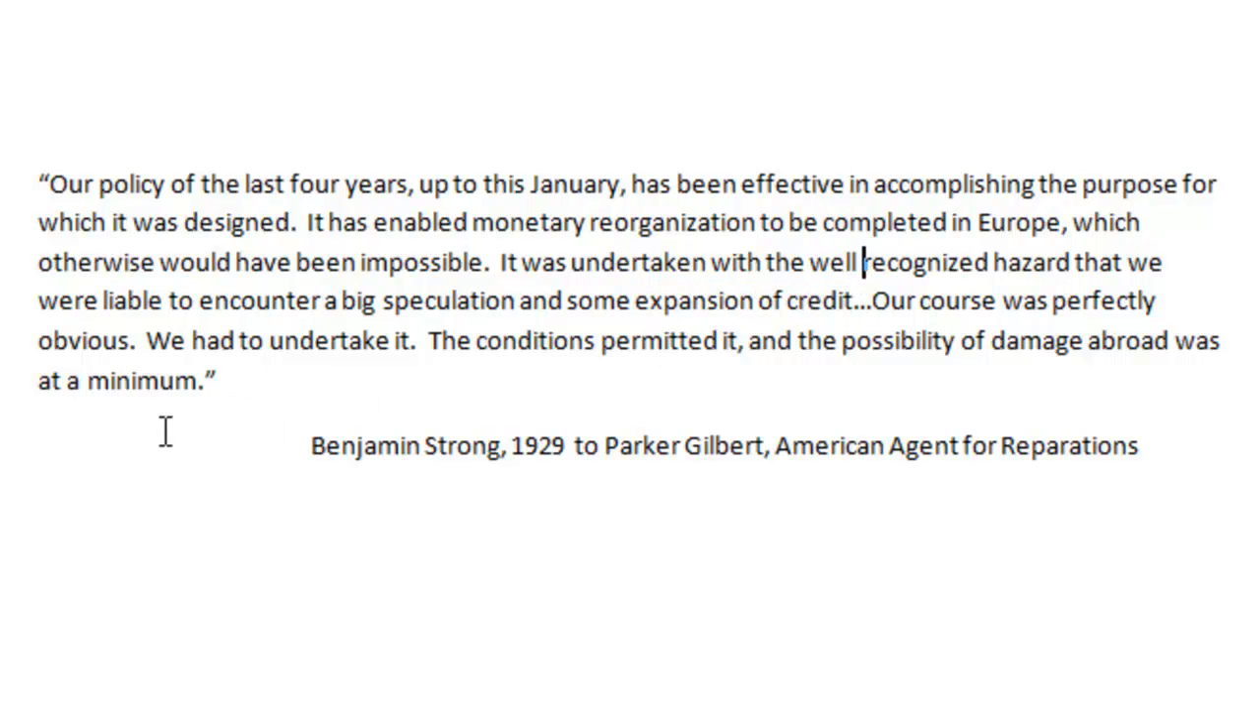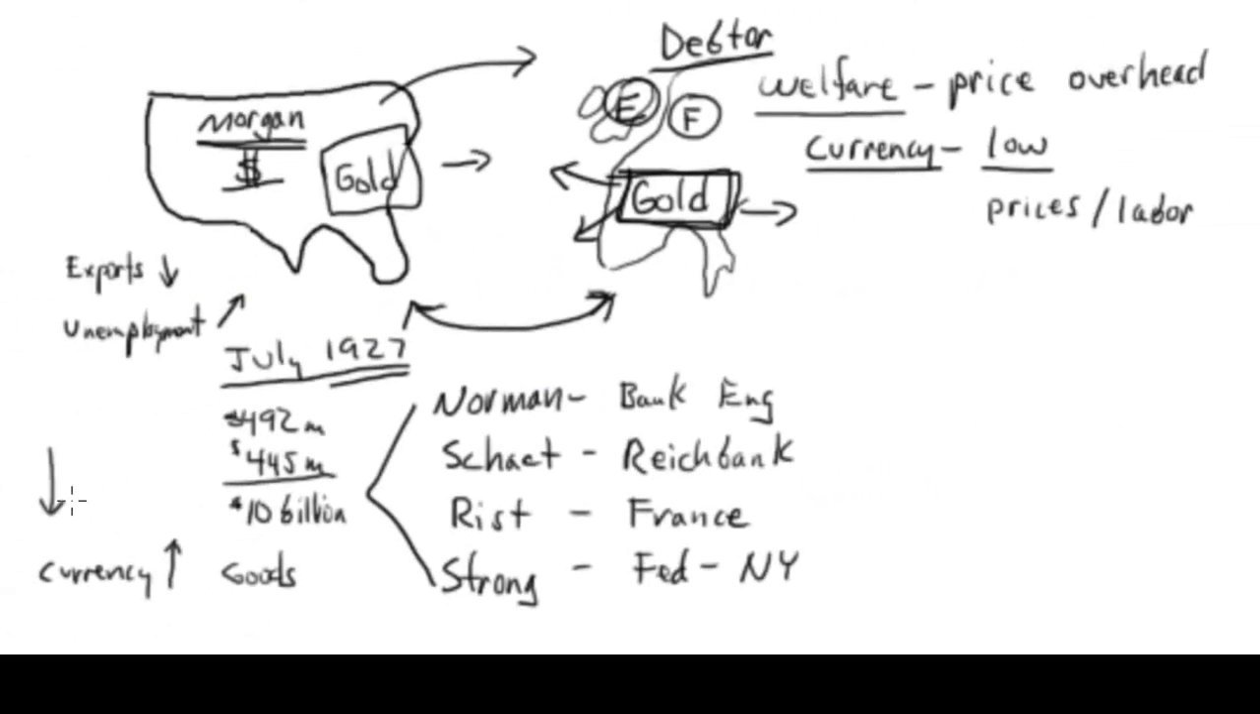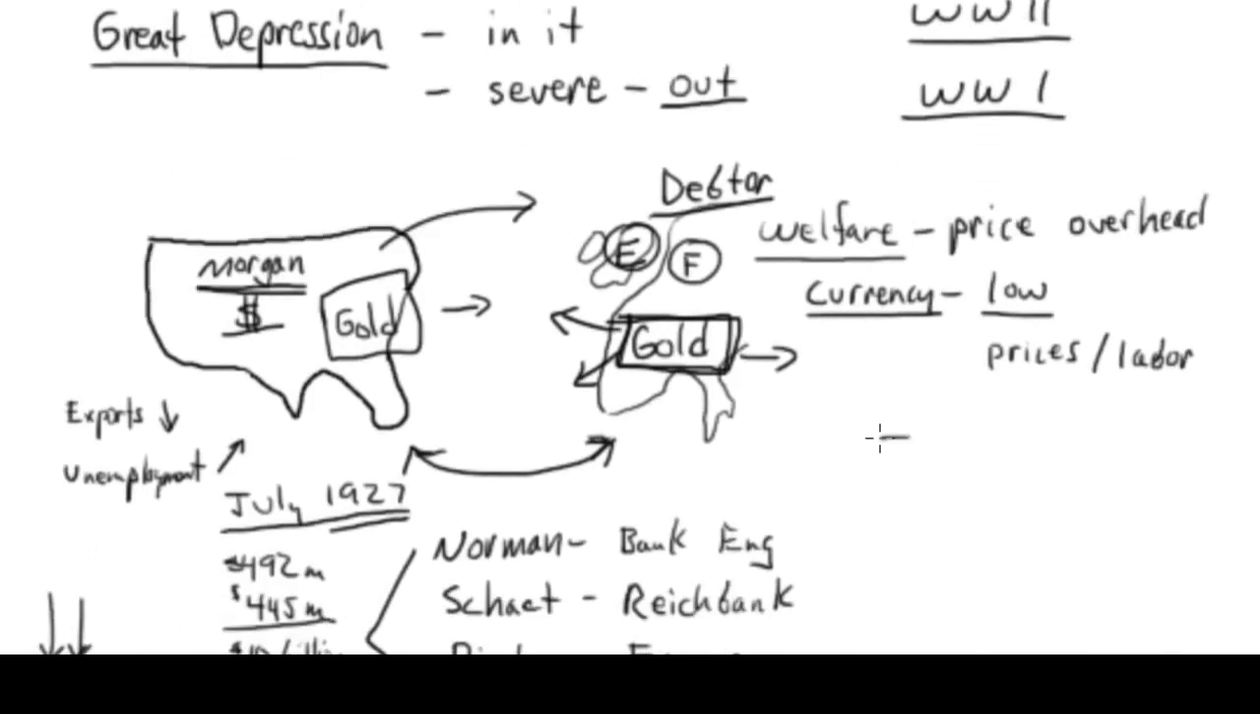"Our course was perfectly obvious. We had to undertake it. The conditions permitted it, and the possibility of damage abroad was at a minimum." Abroad? What about the damage domestically? Well, that wasn't obviously a major concern. So, big speculation and expansion of credit, what is he referring to? Well, when you lower interest rates and make this easy credit, there's speculation that occurs. And what do I mean by that speculation? Well, that is what we're going to talk about in the second video, which points to the severity, what made it a Great Depression.